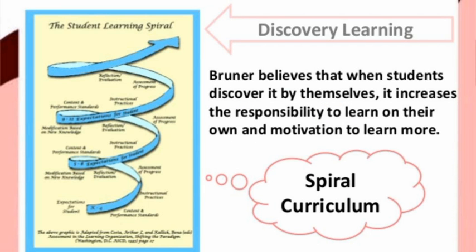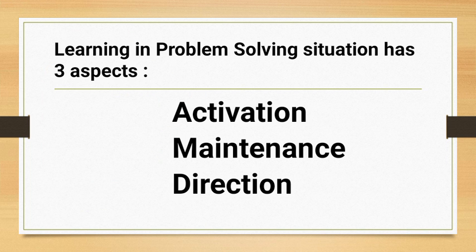In his learning method, we can see discovery learning. Bruner believes that when children discover it by themselves, it increases their responsibility to learn on their own and motivation to learn more. And this can be developed through spiral curriculum. And learning relates with problem solving. So 3 aspects need to be maintained during this process. What are those 3 aspects? Activation, maintenance, direction.